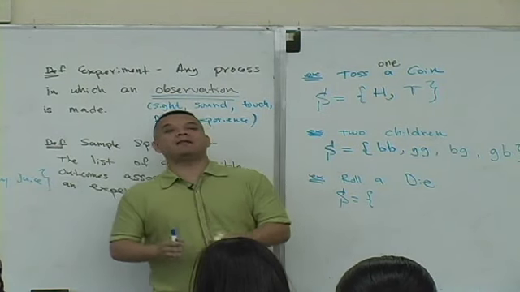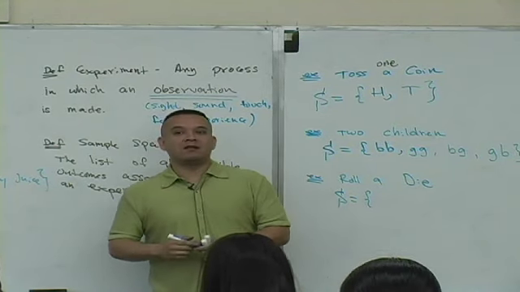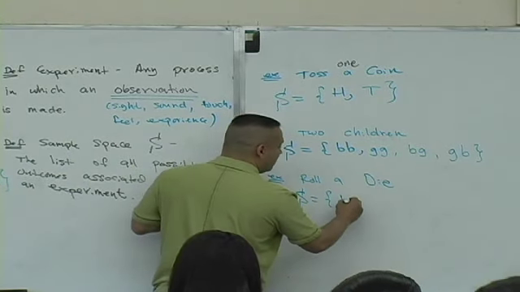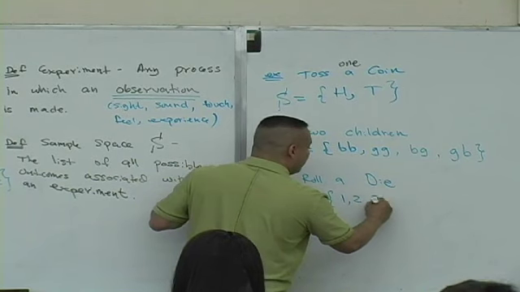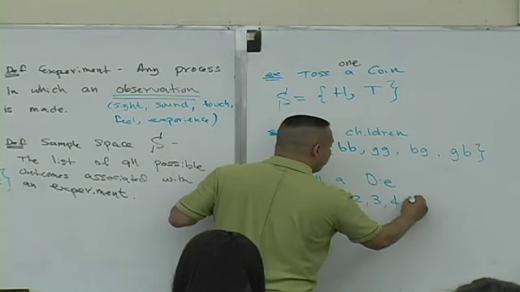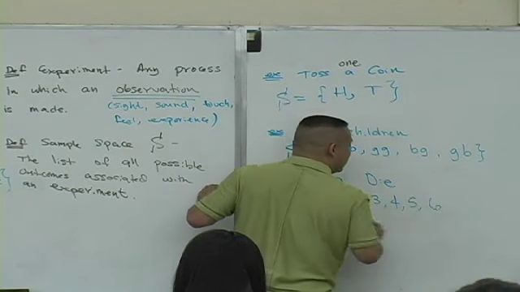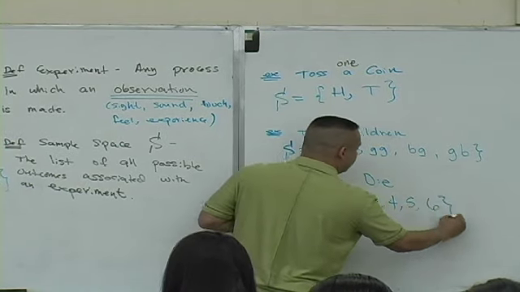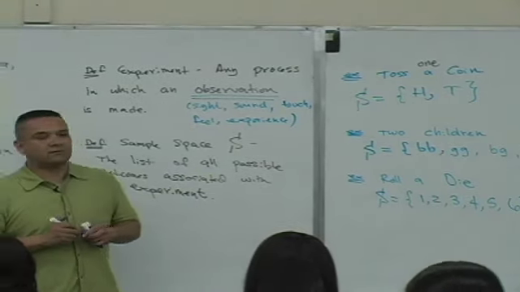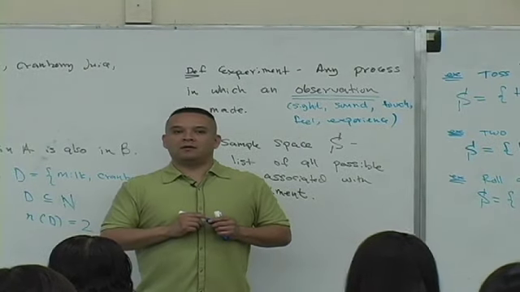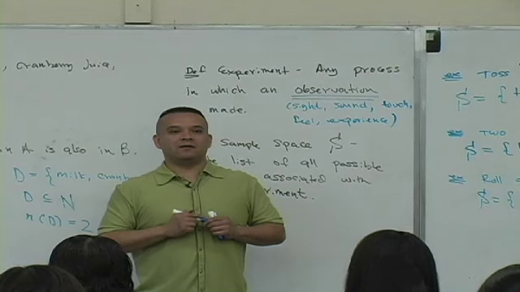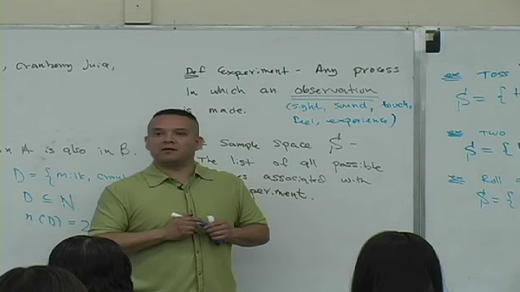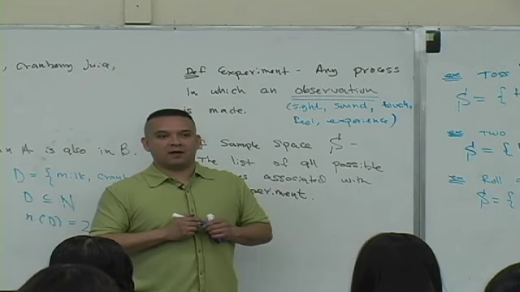So if you roll that thing, what's the list of possible outcomes? You could get a one, what else? Two, what else? Three, what else? Four, what else? Five, what else? A six. Can you get a seven? Can you get an eight? Is that simple? Is that easy? Okay, you guys aren't responding, so that's kind of troubling. Is that okay? All right.